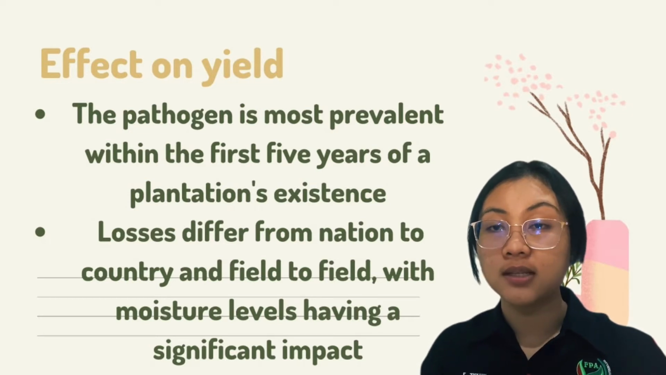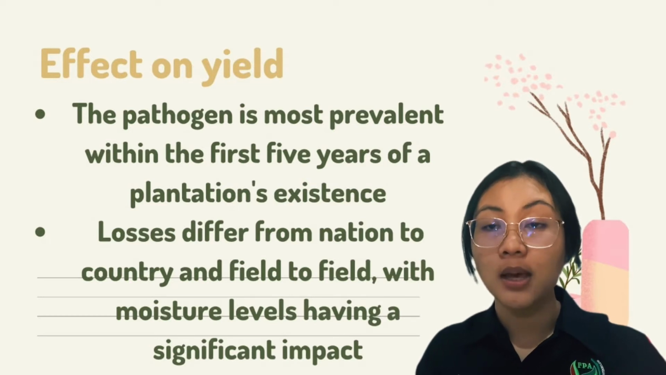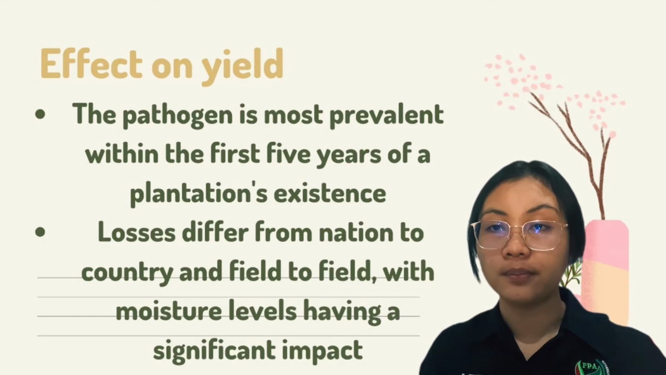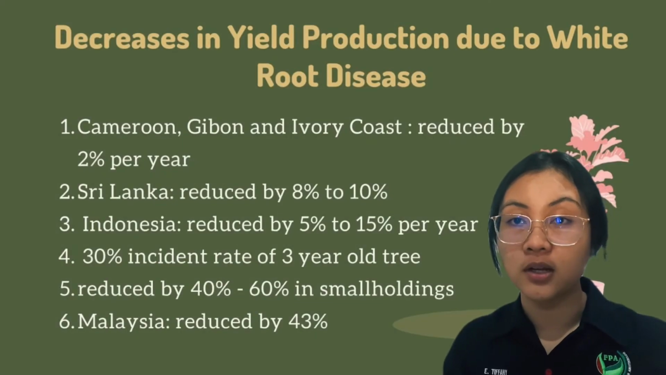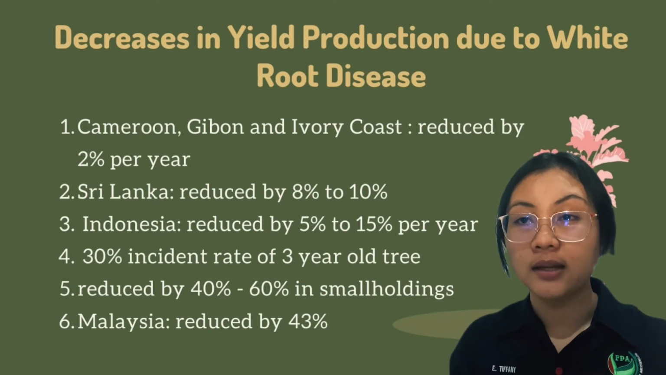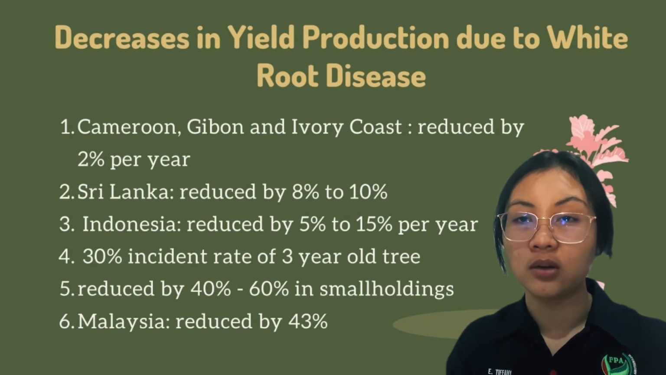Even if the annual incidence is minor, the cumulative losses from the spread to nearby trees might result in enormous voids. Losses differ from country to country and field to field, with moisture levels having a significant impact. The reported incidence ranges from 2% per year in Cameroon, Gabon, and Ivory Coast to 8 to 10% in Sri Lanka, and 5 to 10% in Indonesia.